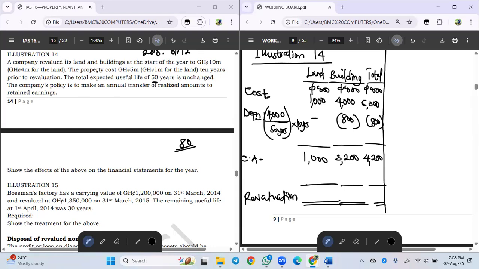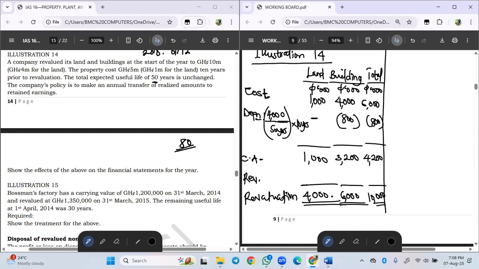They are saying that they revalued the land and buildings at the start of the year to 10 million, 4 million for land. So land will be 4,000. Then definitely building will be the rest, that is 6,000. Total is what? 10,000. Okay. Now let's find the revaluation differences.